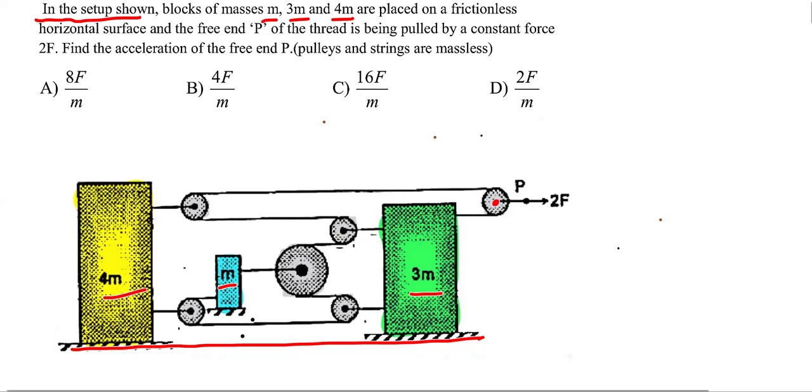The free end P of the thread is being pulled by a constant force 2F. We have to calculate the acceleration of this particular point. So this will be our free end. We have to calculate the acceleration of this point, which is being pulled by a force 2F here.